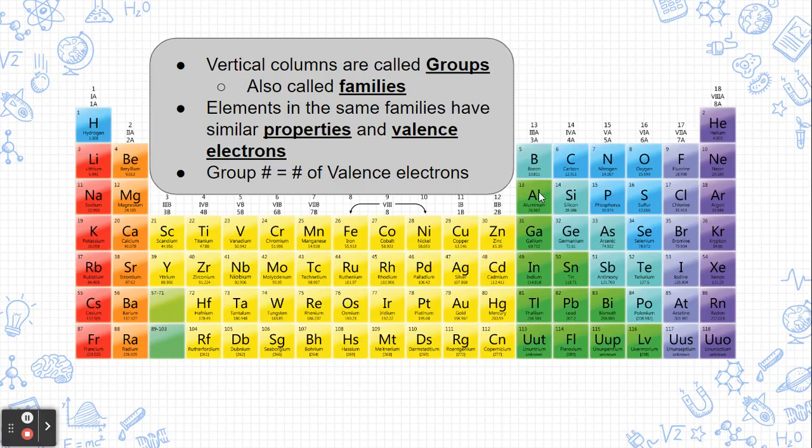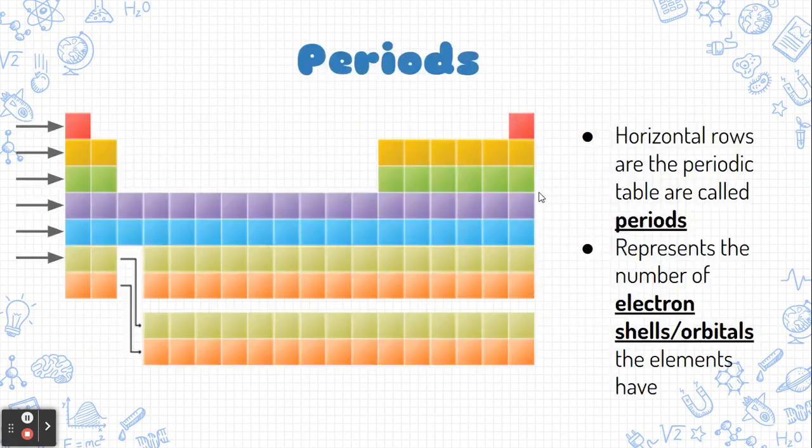What do you remember? What's the name of the horizontal ones? The vertical ones are columns or groups or families. We're actually doing this. Okay, they're called periods. Yes, horizontal rows of the periodic table are called periods. And what do they tell you? They don't tell you the number of valence electrons, but they tell you how many circles the diagram should have. It represents the number of electron orbitals or circles that you might need to sketch. Okay, all right. So far, so good.